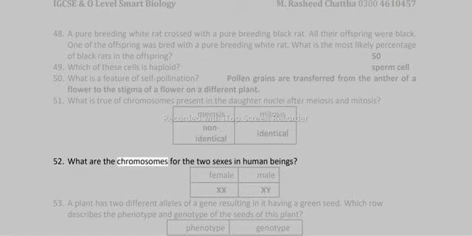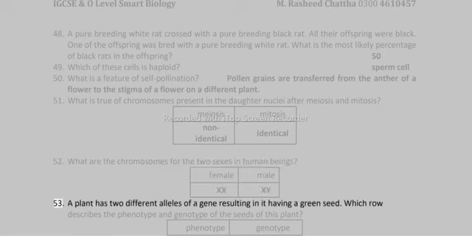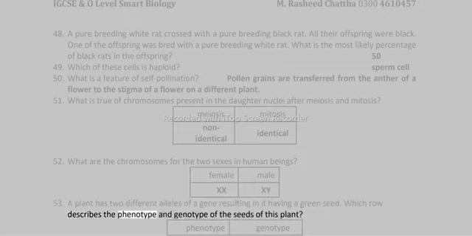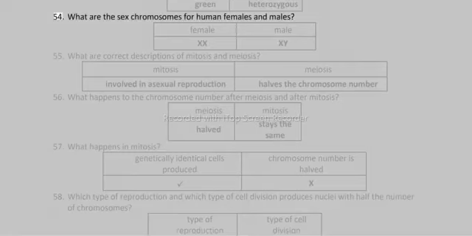52. What are the chromosomes for the two sexes in human beings? Female, male: XX, XY. 53. A plant has two different alleles of a gene resulting in it having a green seed. Which row describes the phenotype and genotype of the seeds of this plant? Phenotype, genotype: green, heterozygous.